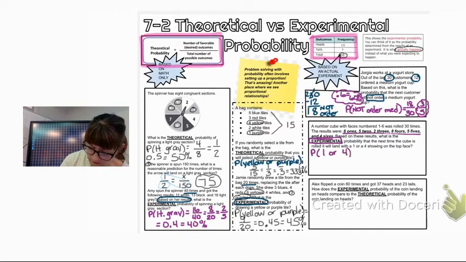Okay, actual data. So if we're going to base it on the actual data, the probability of a 1 or a 4, well, the total rolls was 30. And we want 1s or 4s. We got 6 1s and 8 4s. So 6 plus 8 is 14. So based on the data, there's a 14 out of 30 chance of getting a 1 or a 4. That will simplify to 7 out of 15.